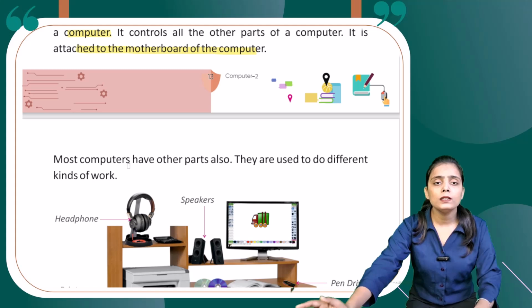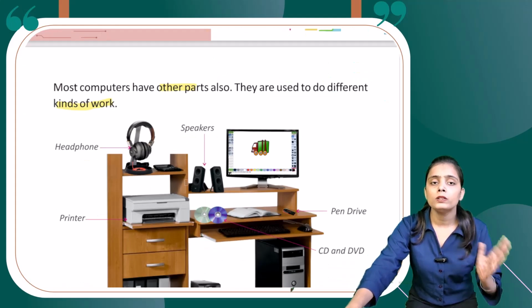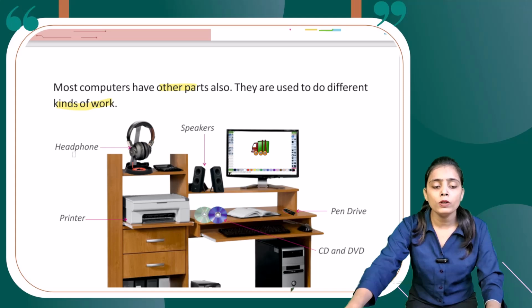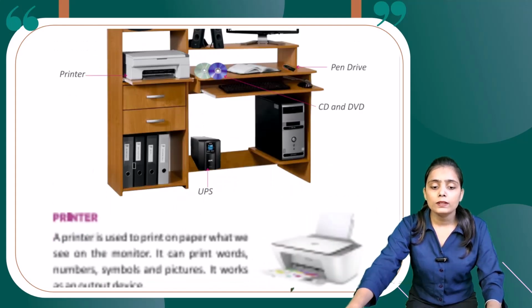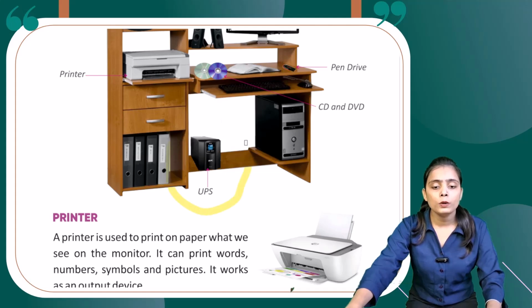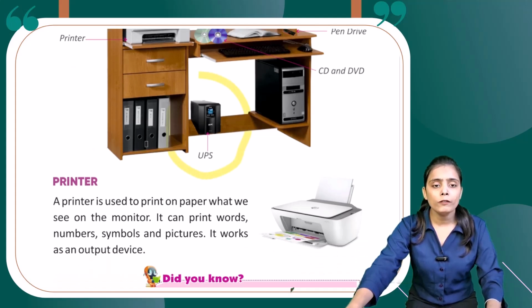Now we have already seen the main parts of the computer. Now let's see the other parts also. They are used to do different kinds of work. For example, speaker to hear the voice or music, headphone, printer, pen drive, CD and DVD, and also the other one, UPS. Now let's see all of them.